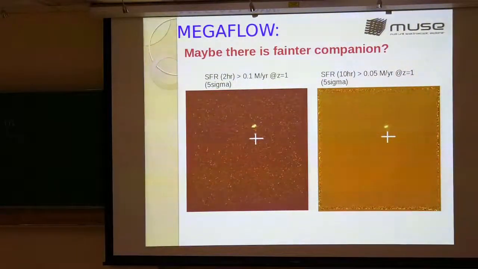What velocity window are you searching? We scan the velocity range, typically a few 200 kilometers per second, but we do a little bit more also to make sure we're not missing anything.